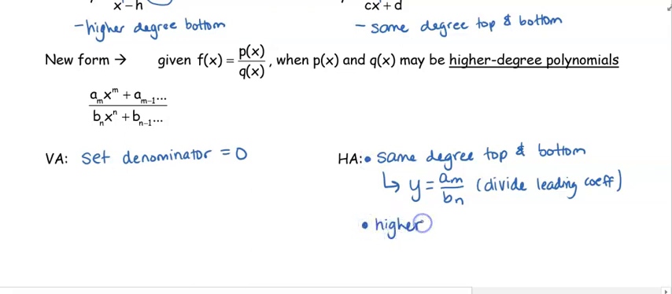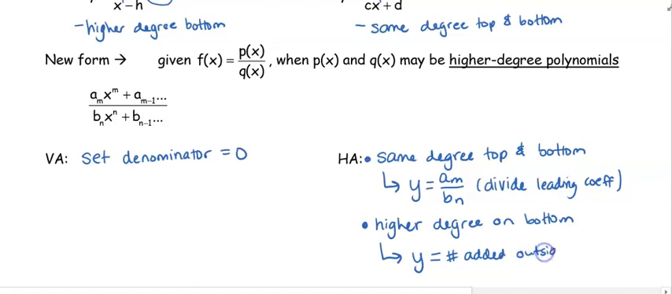Now, let's do the higher degree on the bottom first because we know that one. If the higher degree is on the bottom, this is the other one we're reviewing, we have a horizontal asymptote at y equals the number being added outside the fraction. In the above equation, that's the k value, and as we mentioned above, if no number is being added, it could just be 0.